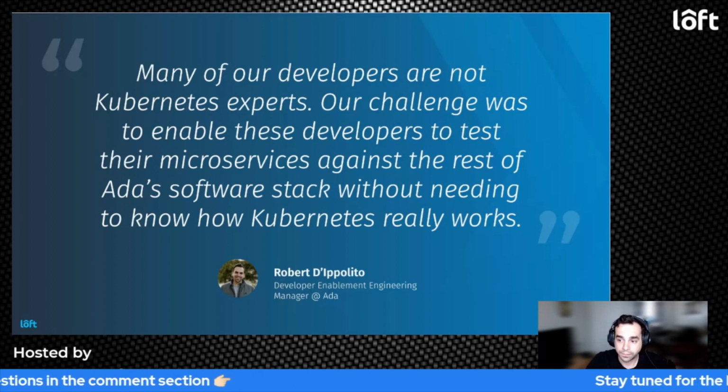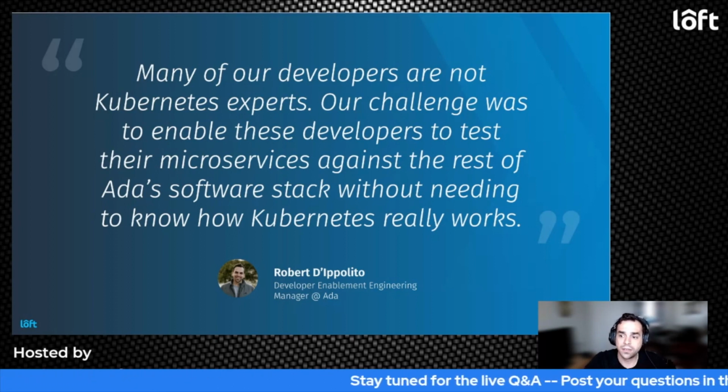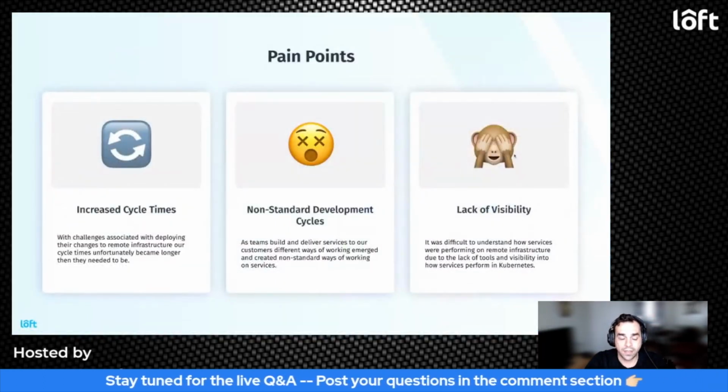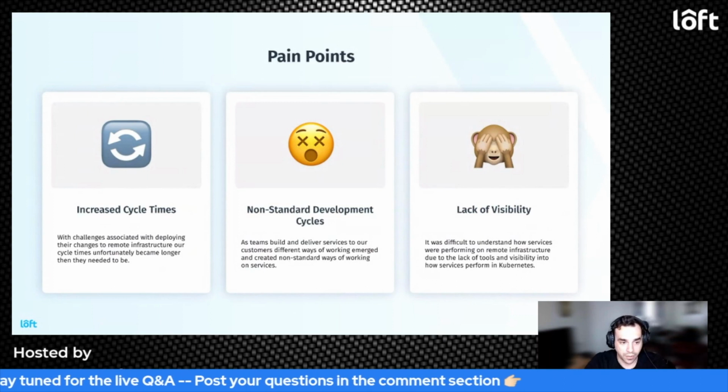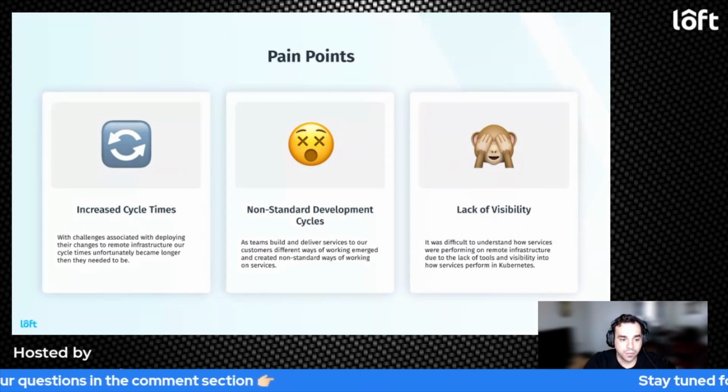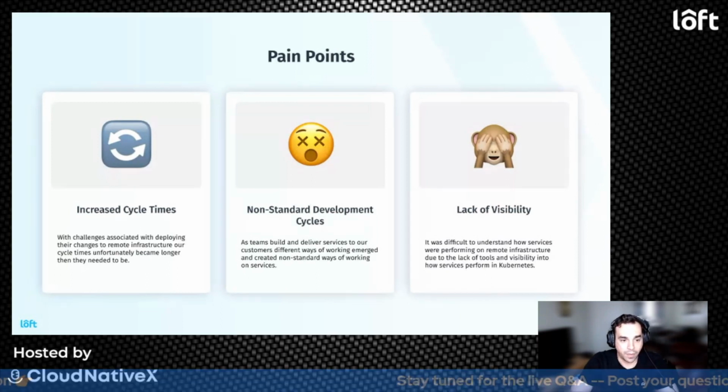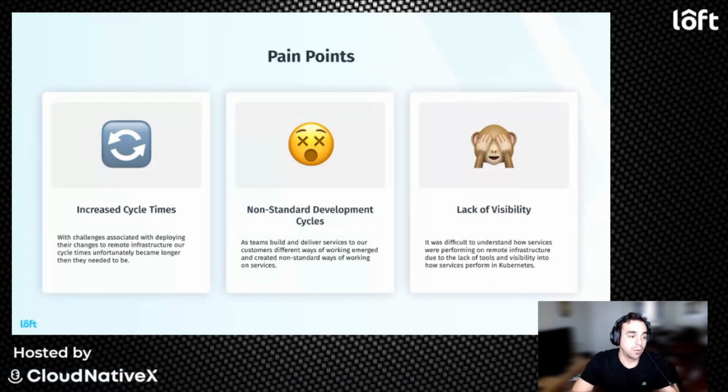And we looked at a lot of alternatives, but ultimately looked to Loft and DevSpace to help us essentially solve this problem. But before we started implementing it, we also leaned into some of the pain points that we initially had with our developer experience. So these were the three areas that, when we were looking at solving this problem, were additional pain points. Increased cycle times for changes, non-standard development cycles, and an overall lack of visibility.